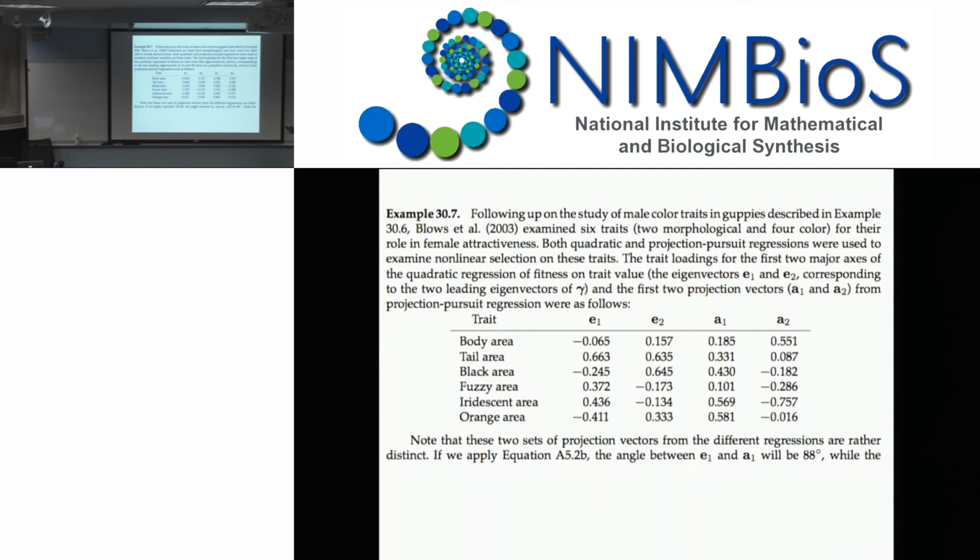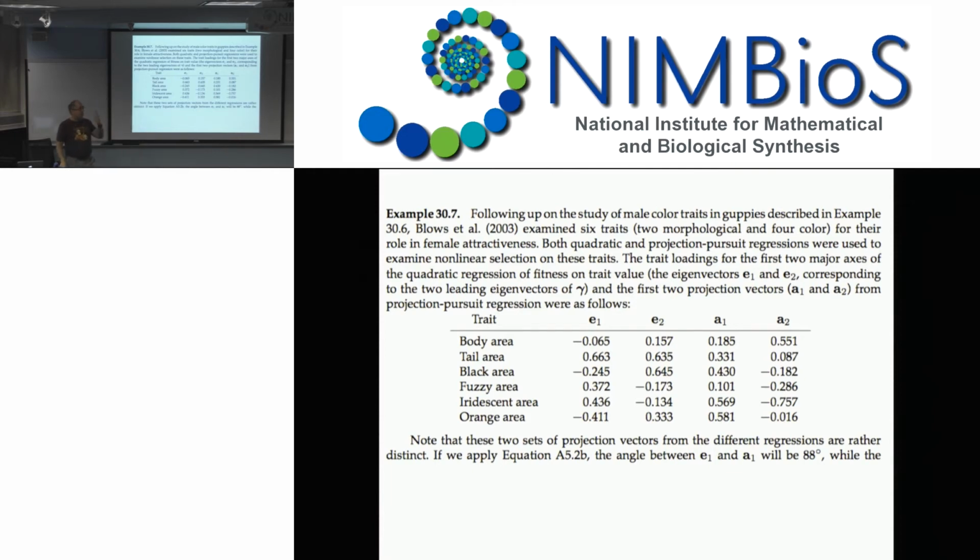So when you go ahead and take those data, here is what happens if you fit a quadratic. Here's the first eigenvector. Here's the second eigenvector. Conversely, if you use projection pursuit regression, you can look at the first projection vector. Here it is, and the second projection vector. You can then look at it; it's easy to compute the angle between two vectors. So the angle between E1 and A1 is 88 degrees. These things are almost at right angles to each other.